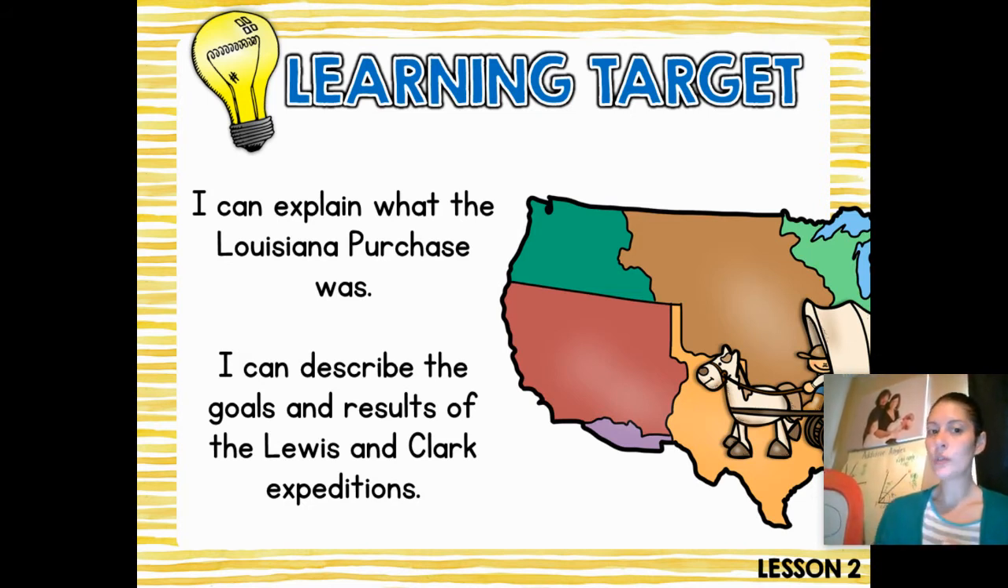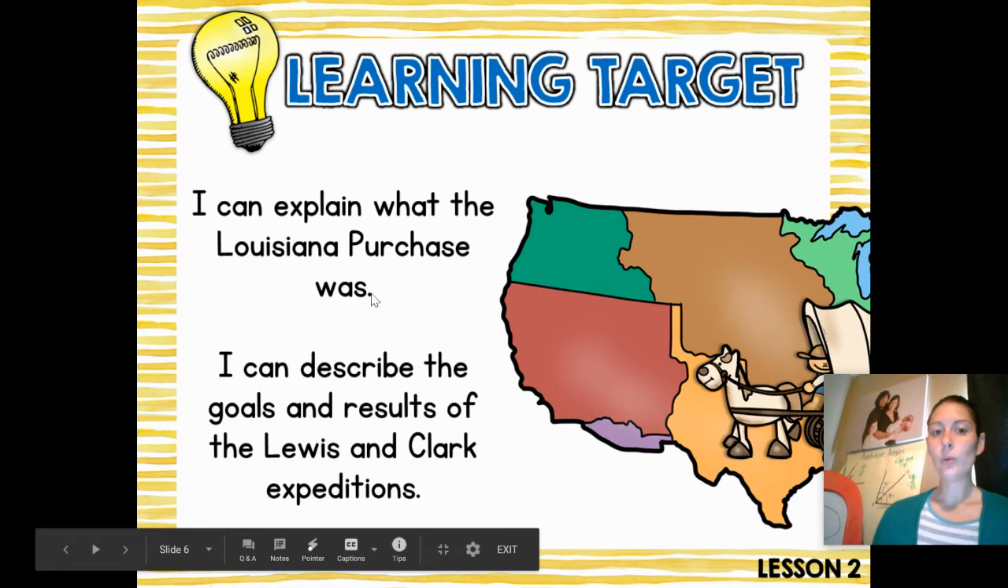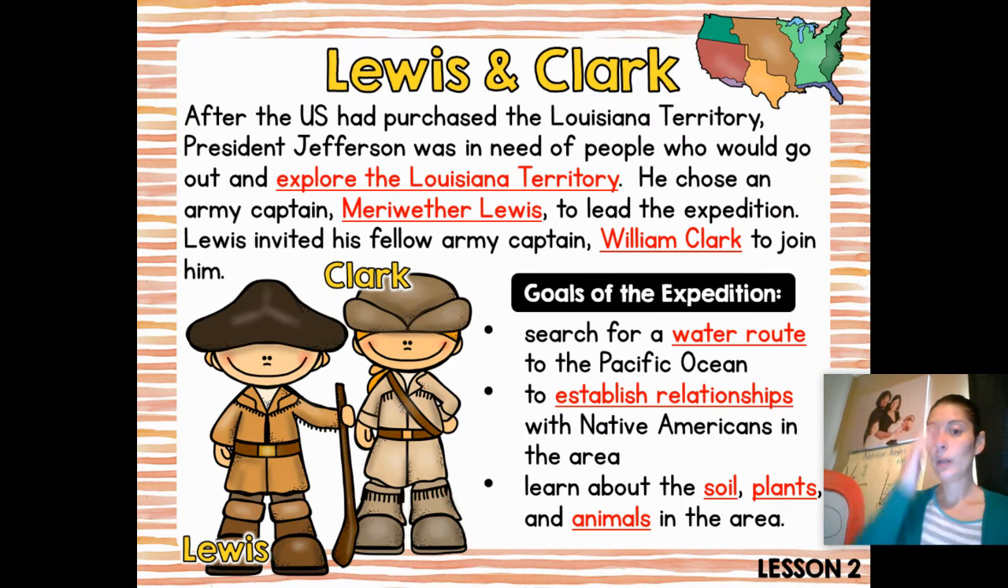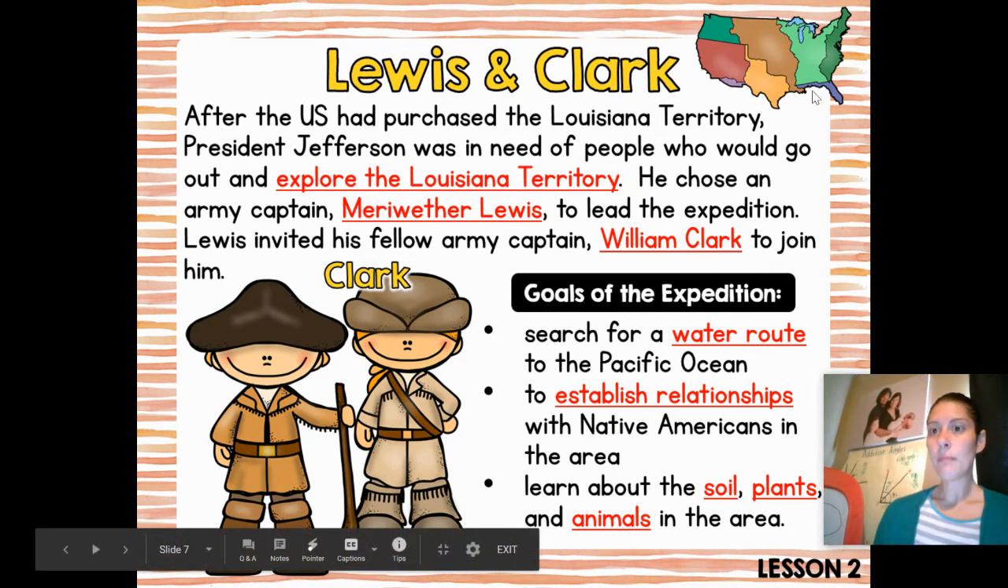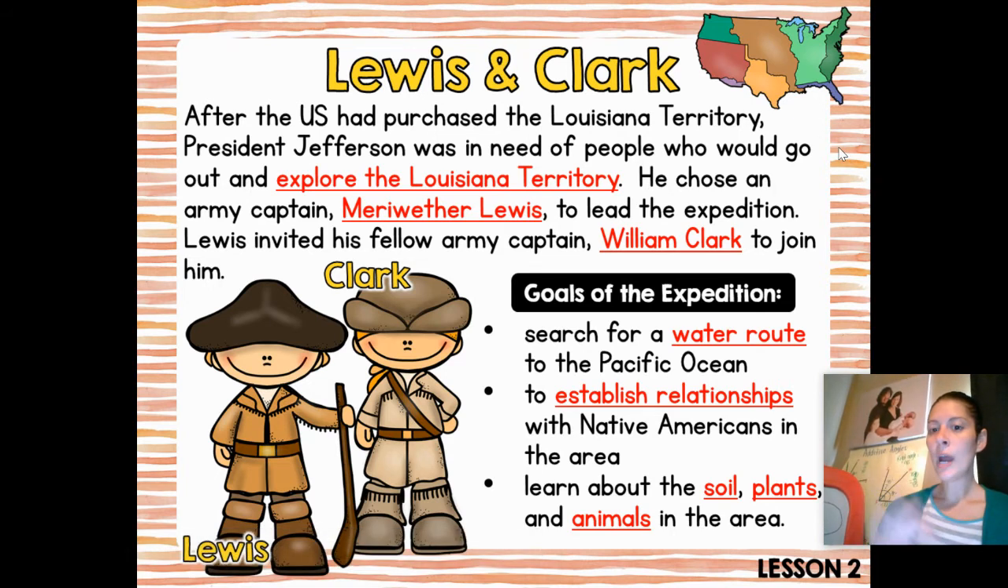Okay, lesson two is going to hit the Louisiana Purchase and Lewis and Clark. So our learning targets for this are: I can explain what the Louisiana Purchase was, and I can describe the goals and the results of the Lewis and Clark expeditions. Okay, and we've already hit on Lewis and Clark and the Louisiana Purchase before we went on our field trip. So pay close attention to the maps that they're including here, because this is going to help you see what has been purchased throughout this. Okay. All right.